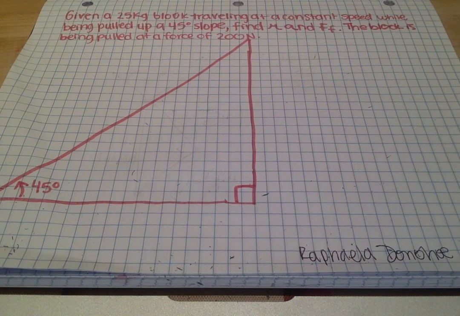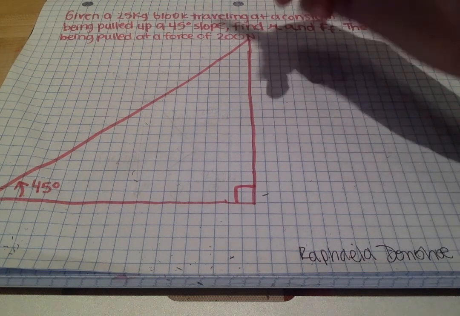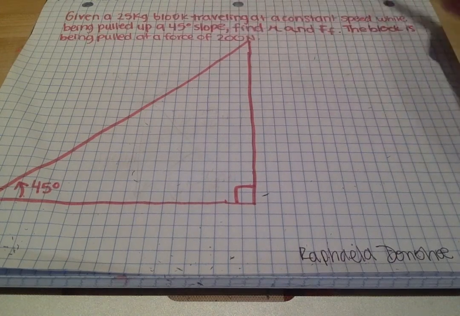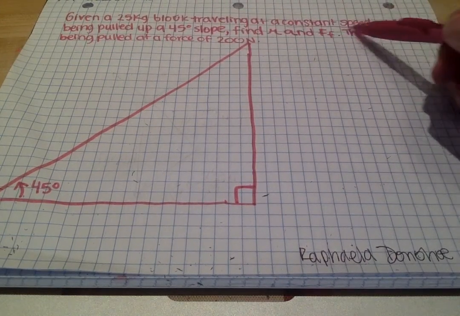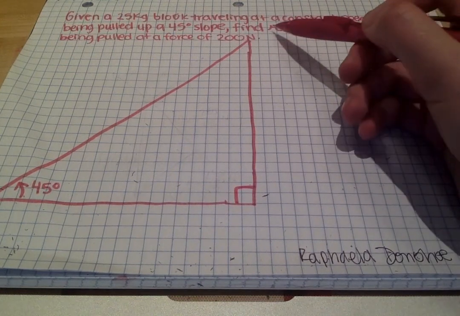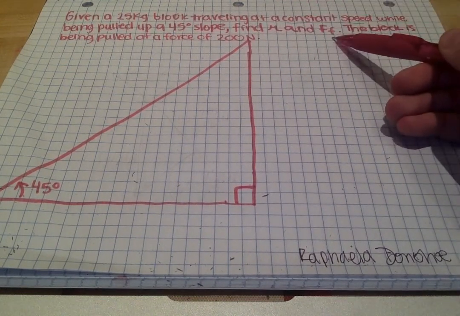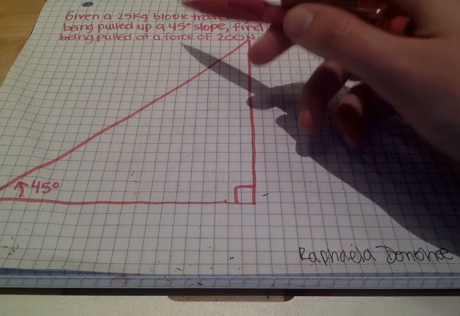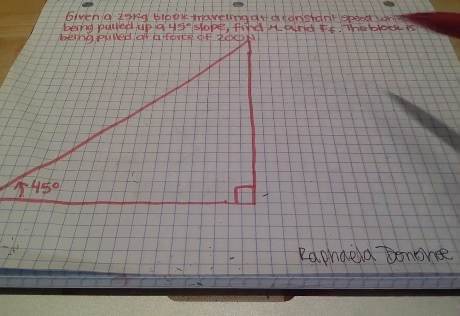All right, so the problem I'm trying to solve here is: given a 25 kilogram block traveling at a constant speed while being pulled up a 45-degree angle slope, find the coefficient of friction and the force of friction. The block is being pulled at a force of tension of 200 newtons.